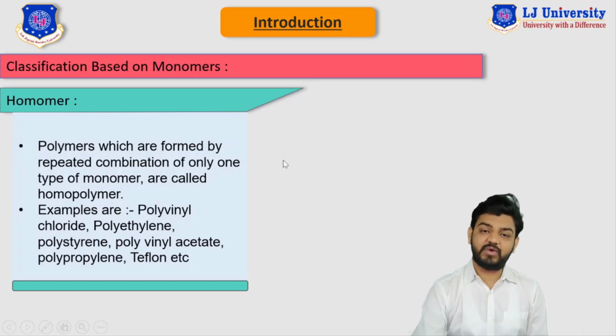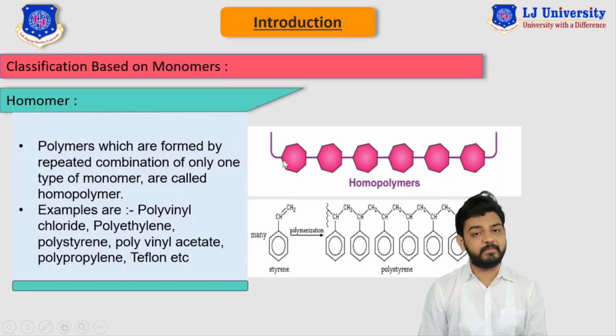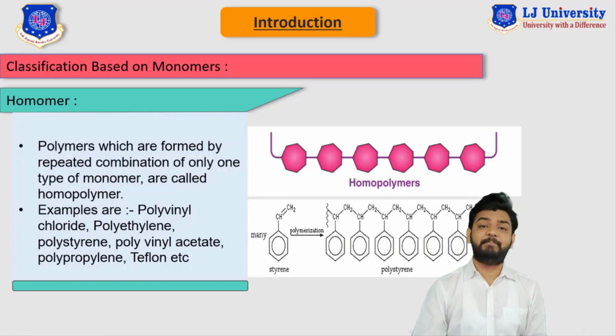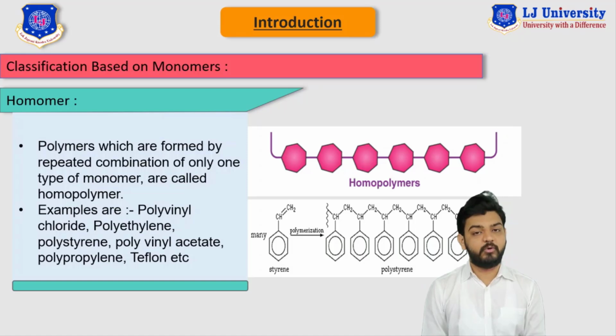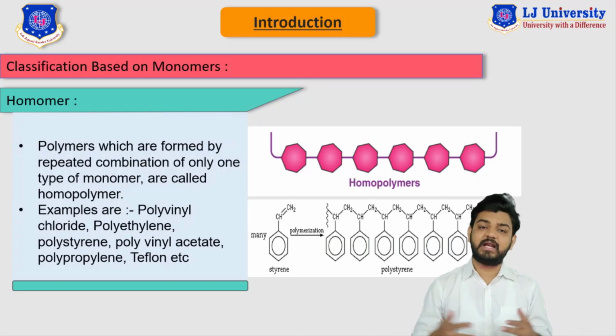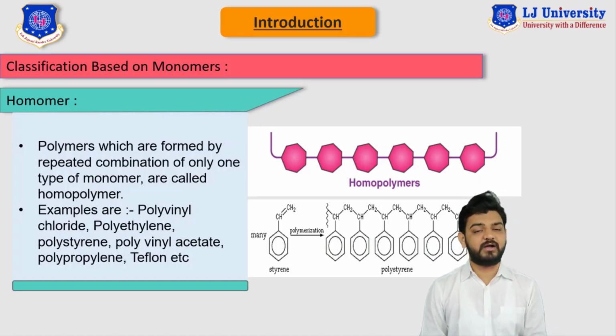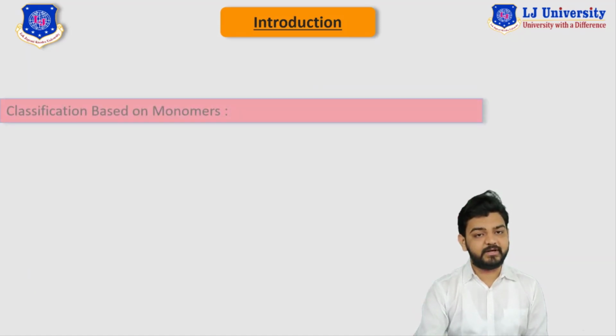Here in this image, you can see the structure of the homopolymer, where this pink section is the repeating monomer that is joined together to form this homopolymer. In this structure, we have used styrene. So this styrene monomer is continuously repeating to form the polymer called polystyrene. Now having said that, let me move to the copolymers.